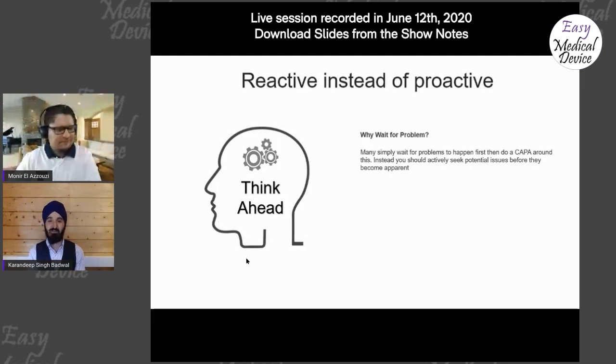Instead, other people will just sit down and wait for that problem to happen and then solve the CAPA in the first place. The quicker you spot the issues, the easier it is for you to actually do your CAPA. And like I said before, CAPA is about being proactive. It's a powerful tool. And if you use it properly, it will benefit you a lot as a company.